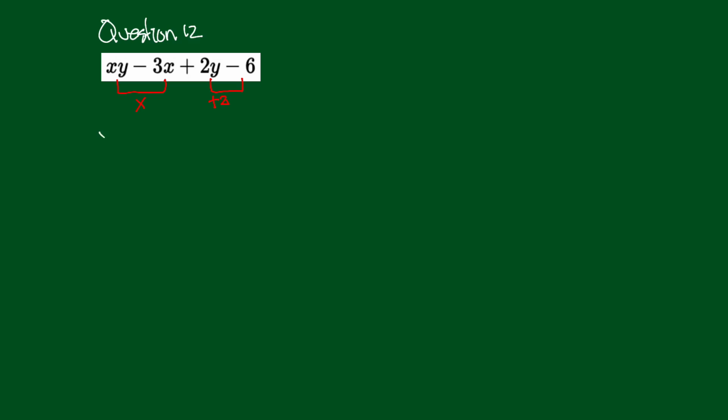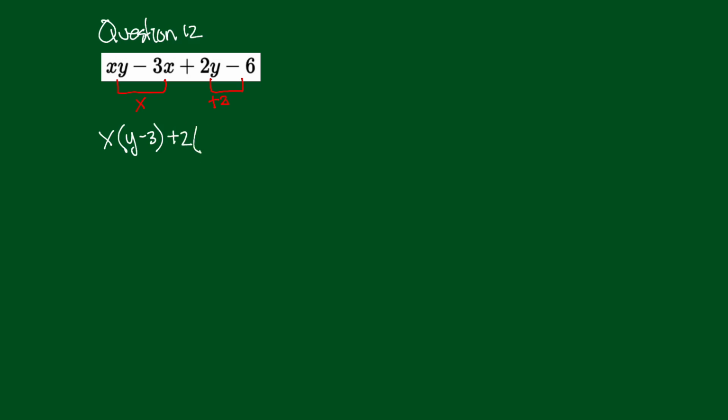Now let's do this. Take an x out of the first two. If you remove that x, what's left? Y minus 3. And then take out that plus 2, not plus 3, plus 2.